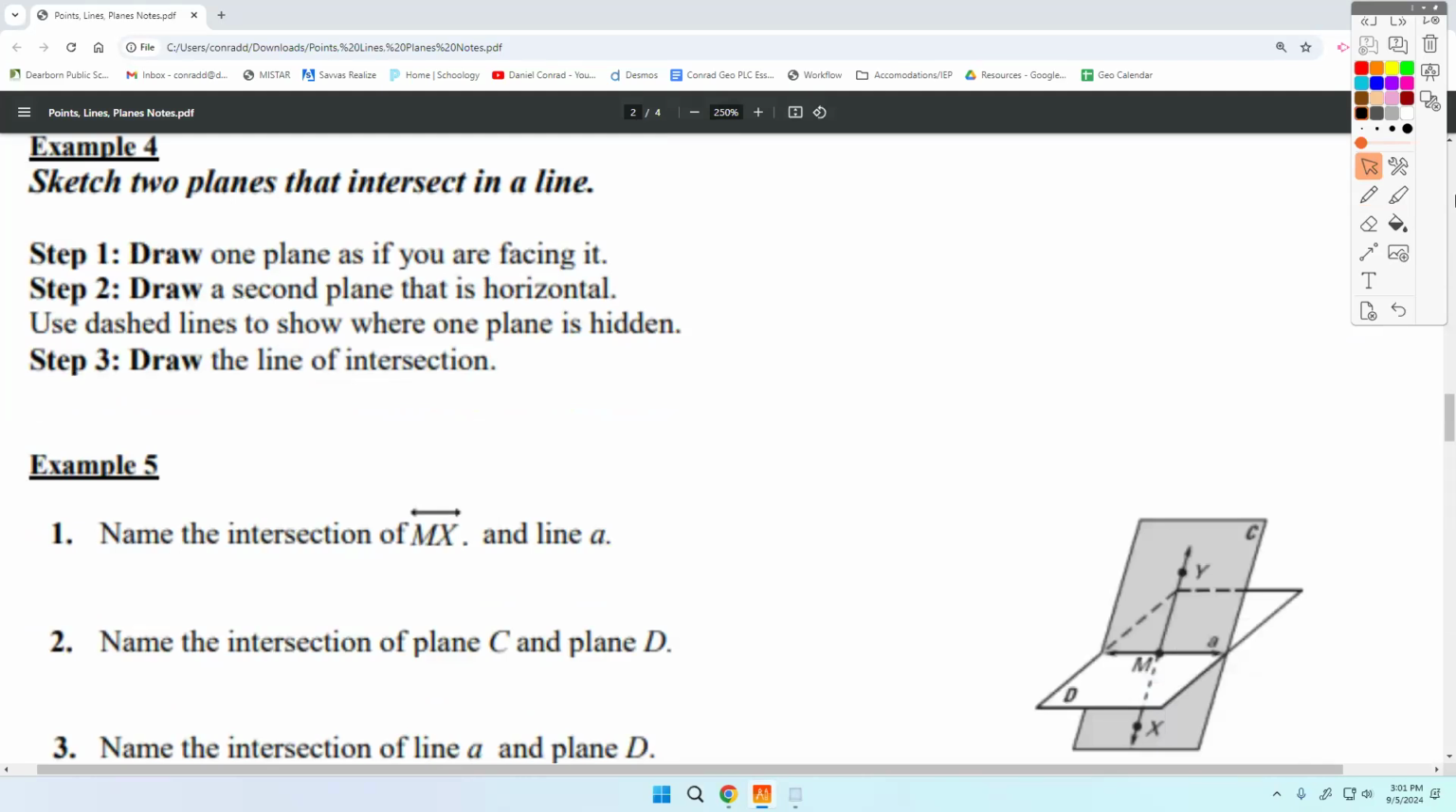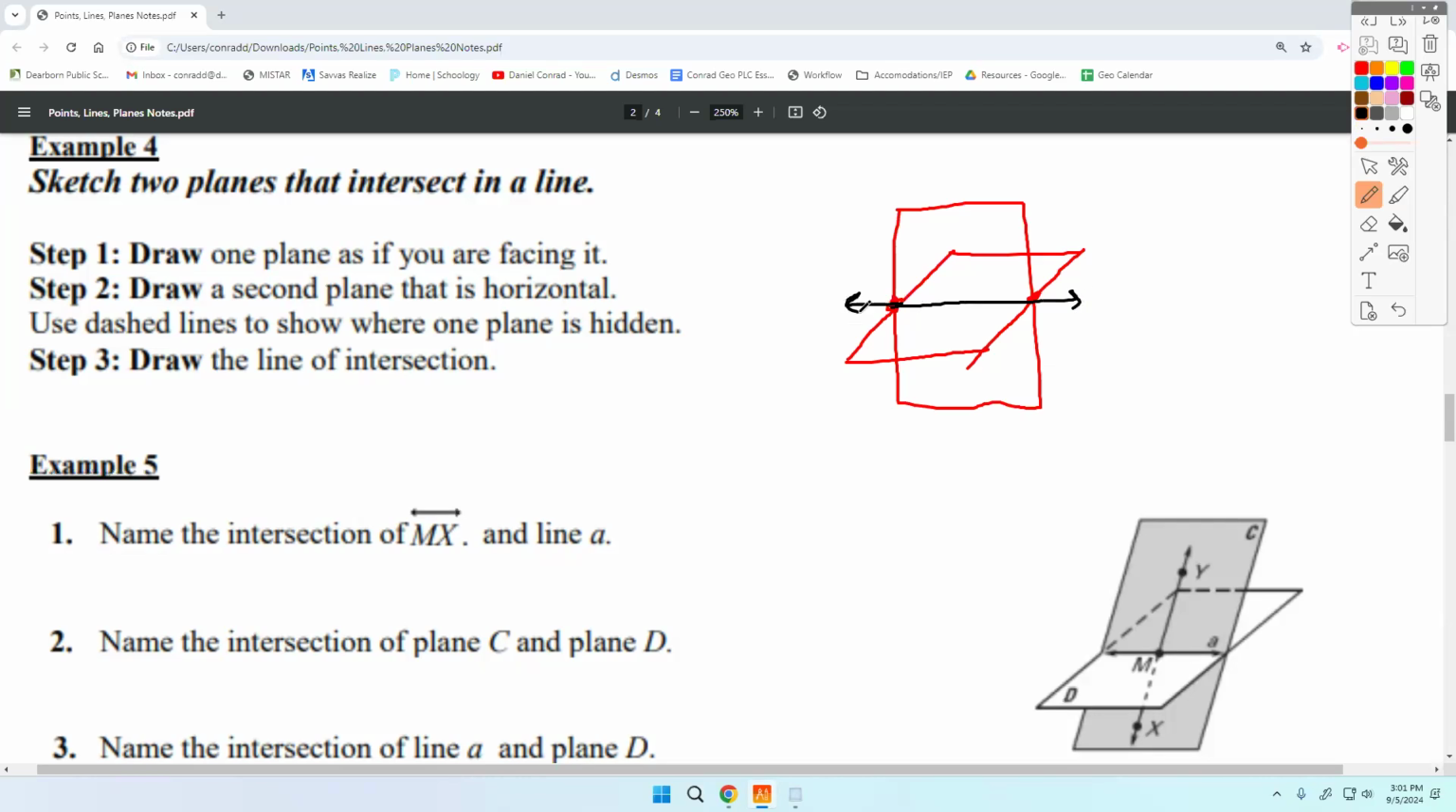All right, example 4. We're going to sketch 2 planes that intersect in a line. The way we're going to do this, I'm going to draw a rectangle that is taller than it is wide. I'm going to put 2 dots on the left and the right here. And then I'm going to draw a slanted line through both of those dots. And then I'm going to connect those slanted lines. And now I have 2 planes that are intersecting. And they're intersecting along this line right here.